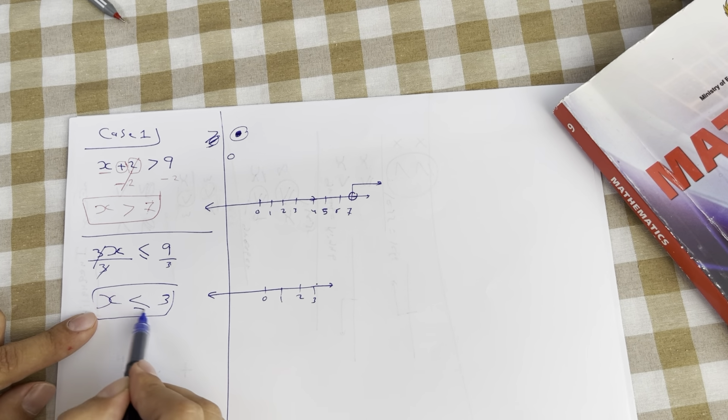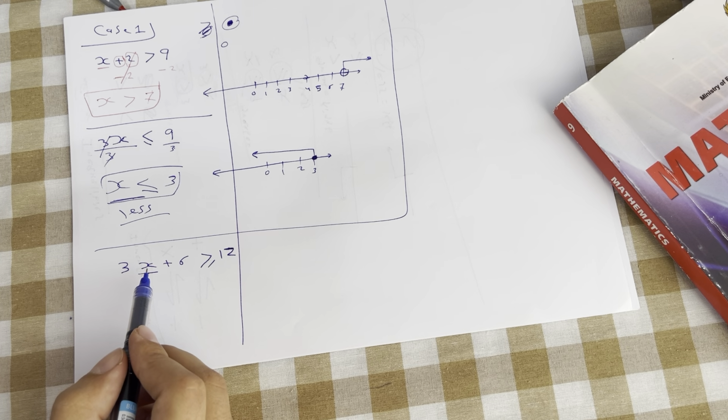Okay, and when we have another example like that, 3x + 6 > 12. Okay, now how to find the x value?